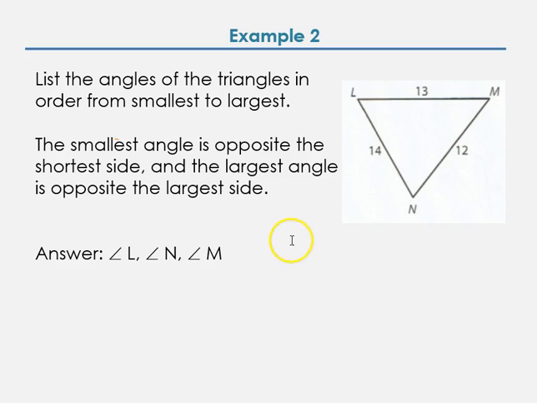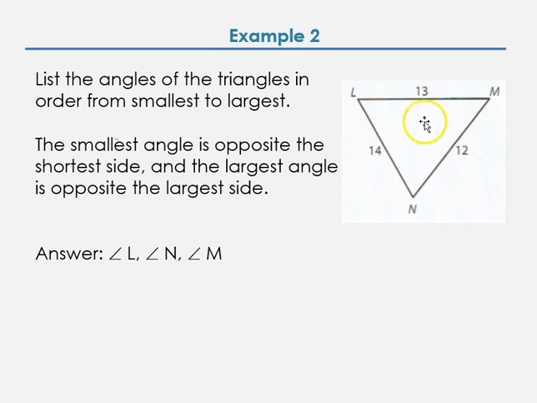List the angles of the triangles in order from smallest to largest. The smallest angle is opposite the shortest side, and the largest angle is opposite the largest side. Let me say that again. The smallest angle is opposite the shortest side, and the largest angle is opposite the largest side. So, our shortest side here will be MN. So, the angle opposite it is angle L. So that will be our smallest angle.